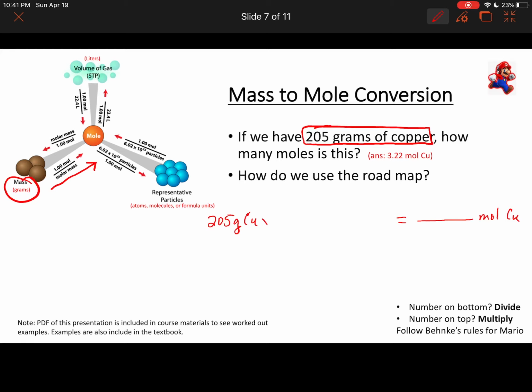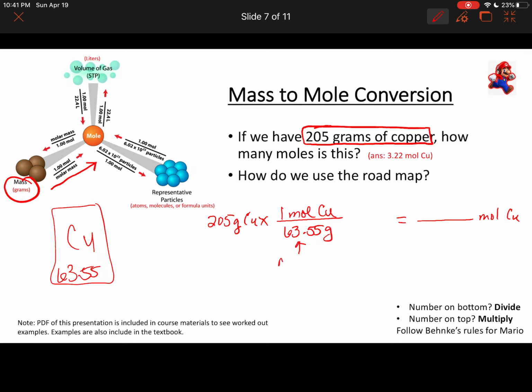So what I do is I take this, I multiply it by a conversion factor in which I have 1 mole on the top, and it's 1 mole of copper, and on the bottom it says molar mass. Now the molar mass for copper on the periodic table is 63.55. So that is 63.55 grams. Again, this is the molar mass of copper from the periodic table.